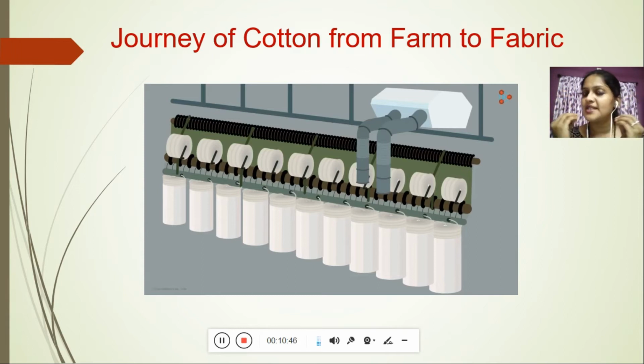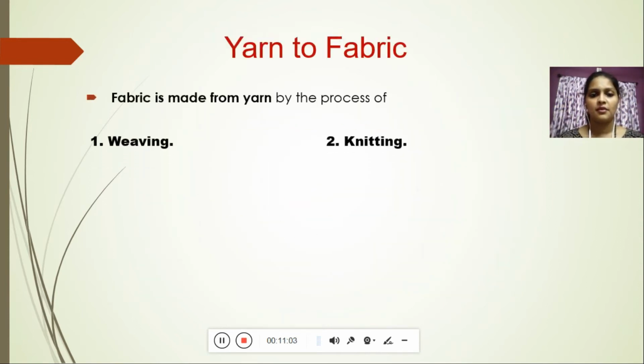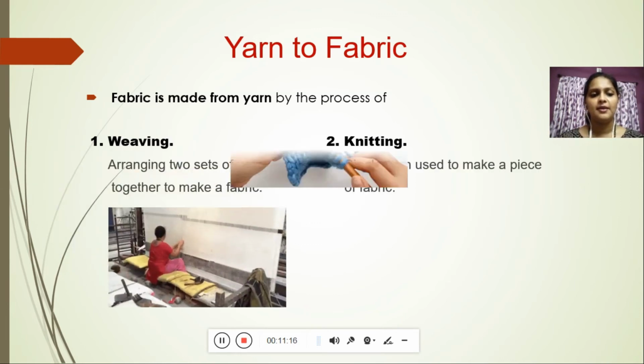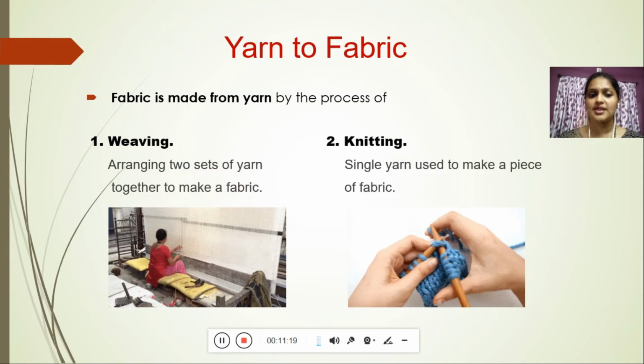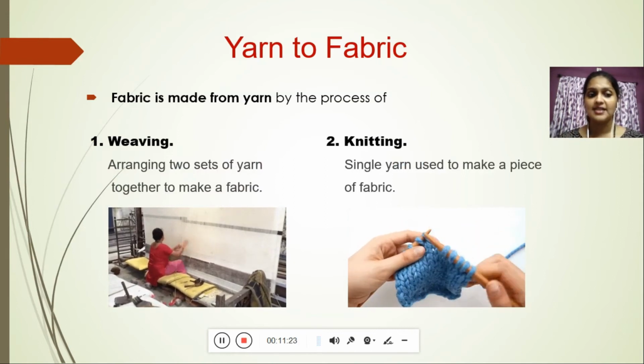What do you mean by spinning? The process of making yarns from fiber is called spinning. Yarn to fabric. Fabric is made from yarn by the process of weaving and knitting. Now, what do you mean by weaving? Arranging two sets of yarns together to make a fabric is called weaving.